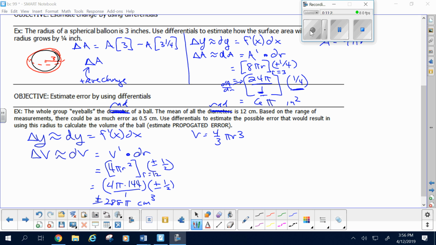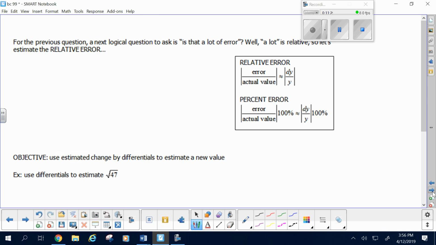Now, that's roughly about 900 cubic centimeters. The next question then, and a logical one, is, was that a lot? Well, it would kind of depend. I mean, if you were finding the volume of a golf ball and you were off by 900 cubic centimeters, that would be a lot of error.